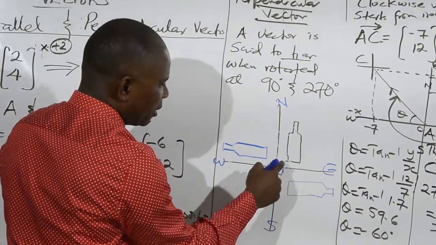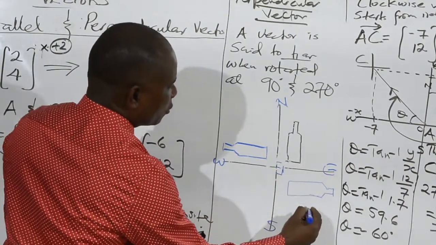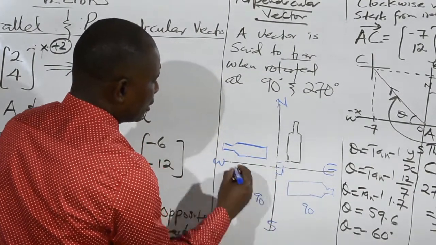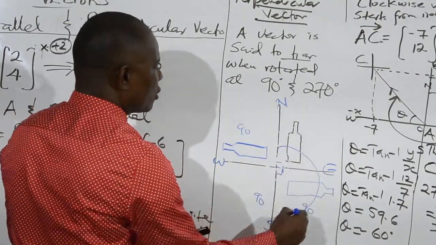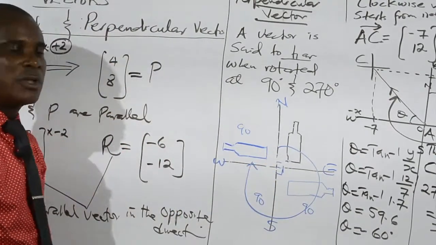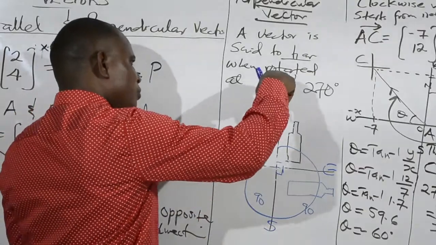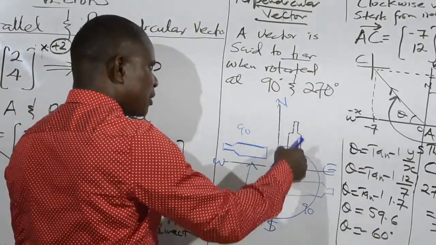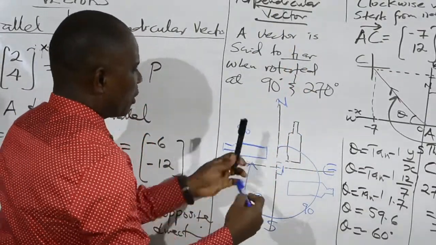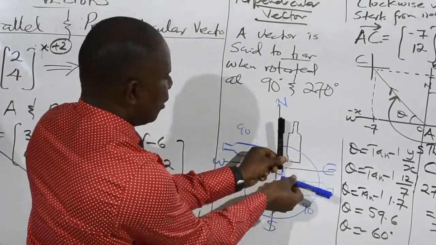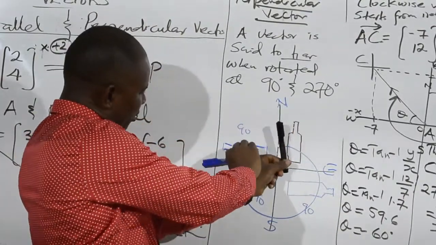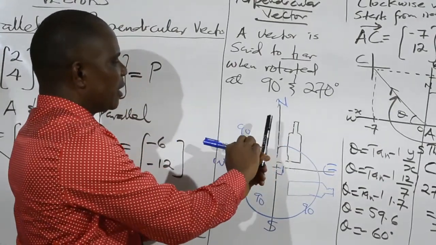So it's 90, 90. I've dropped it 90. Then I'll also drop it 90. This is 90, then now 90. So I have dropped it there. That is 270. So when I rotate it 90 degrees, then it becomes perpendicular. That's what will happen here. Or I rotate it 270, it becomes perpendicular also. Perpendicular is a right angle.